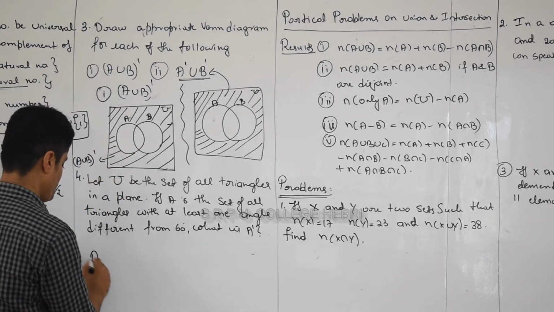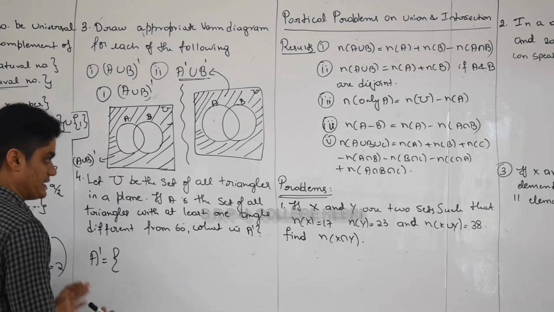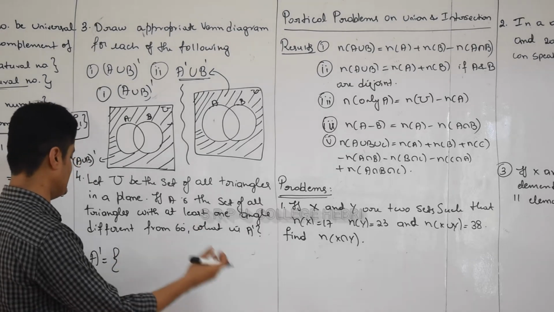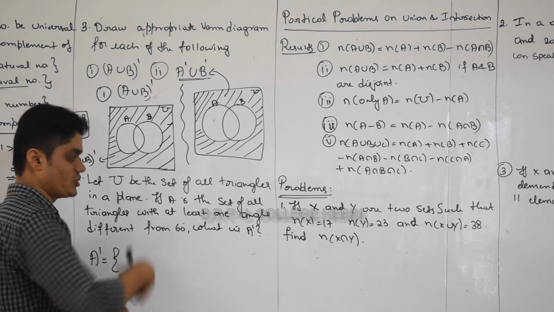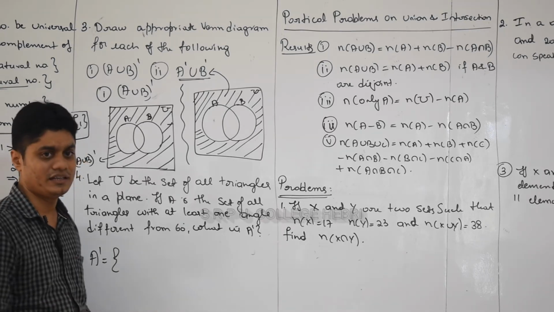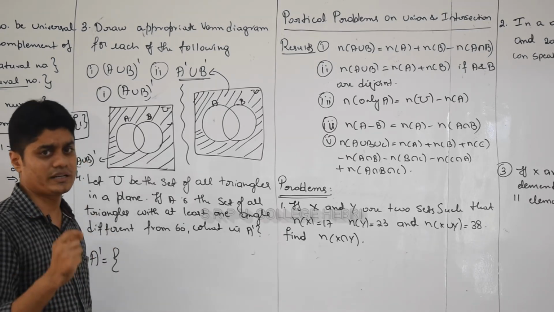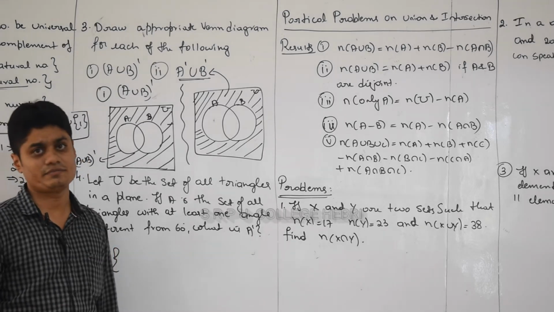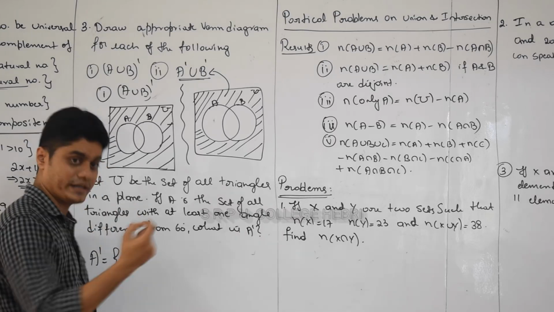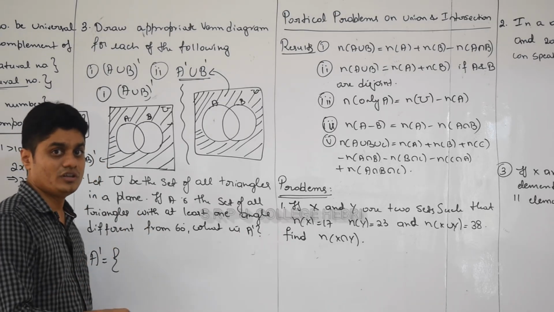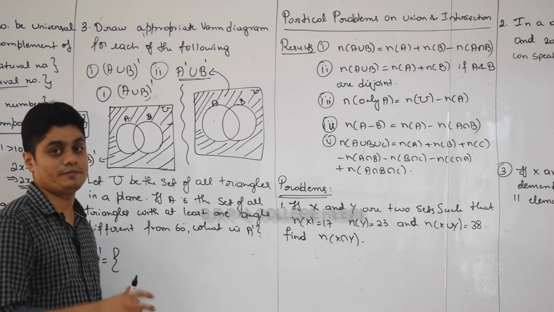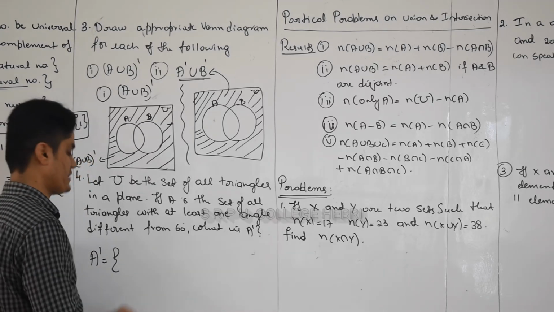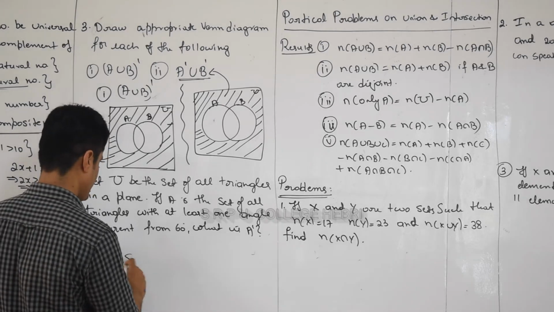So what will be the complement? In the set of all triangles, if you remove the set of all triangles with at least one angle different from 60 degrees, what remains? At least one means one angle out of three, or maybe all three angles are different from 60 degrees, or maybe two angles. So this set is the set of all non-equilateral triangles. When you remove non-equilateral triangles from the set of triangles, you will definitely get the set of all equilateral triangles.